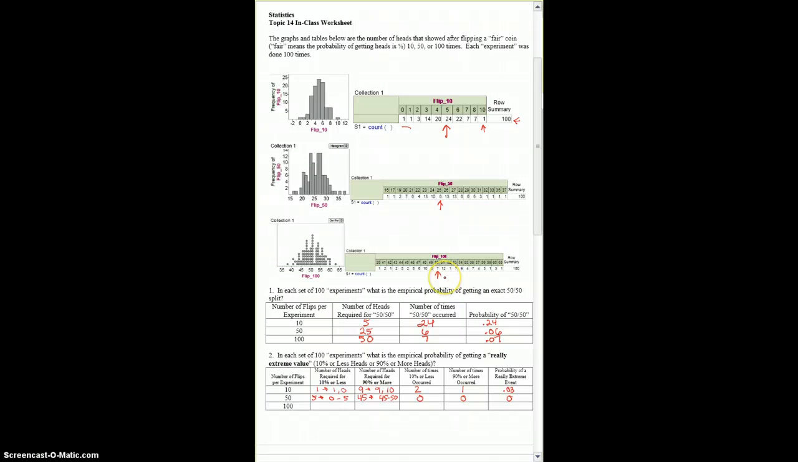Finally, if I flip it 100 times, 10% of 100 is 10, so that means 0 through 10 would be an extreme event. Never happened. And 90% of 100 is 90, so that means 90 through 100 would be extreme events on the high side. Never happened. And so the probability of an extreme event is 0. So again, just like we've seen in the book, if you're looking for an extreme value to occur, that's more likely to happen with a small sample size than with a large sample size.